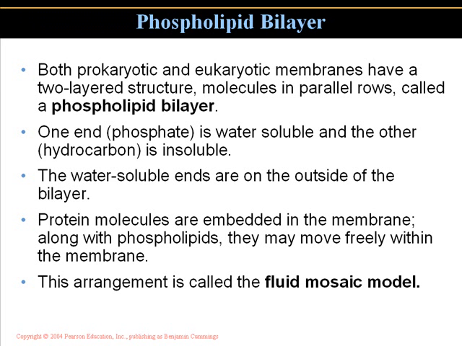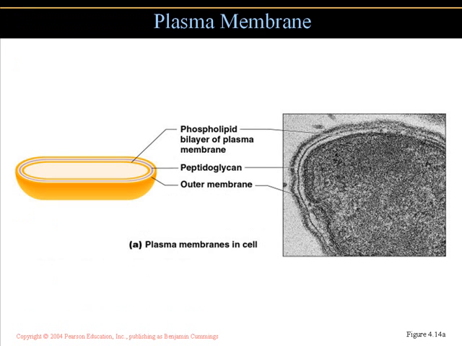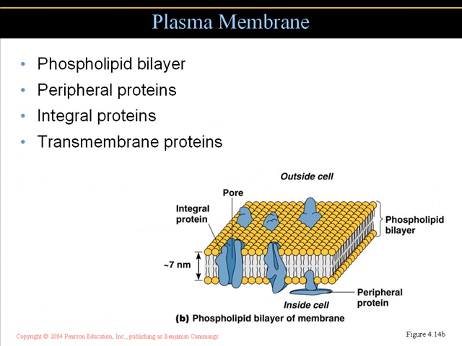The protein molecules are embedded in the membrane along with the phospholipids. They move freely within the membrane. This arrangement is called the fluid mosaic model. This is an illustration to your left, and then the electron micrograph of a plasma membrane. The phospholipid bilayer is the primary constituent, and many of you are already familiar with that term. This is the plasma membrane illustration: the phospholipid bilayer, the peripheral proteins, the integral proteins, the transmembrane proteins. Again, most of you are already familiar with that. If not, you should go back to your A&P1 and read, and you'll see that the chapter is very similar to what is described here.